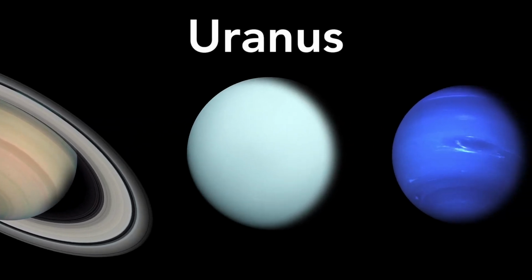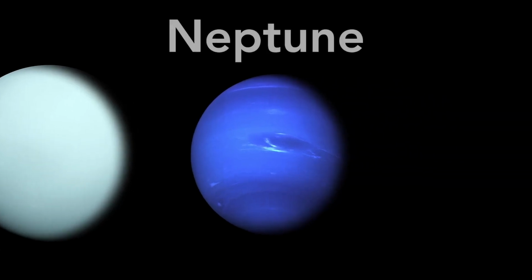Uranus. Uranus is blue, like a blue-greenish color, and it lays on its side and spins sideways. It's also known as an ice giant. It is the coldest atmosphere. Neptune, a deeper shade of blue than Uranus. It is cold and has fast winds.